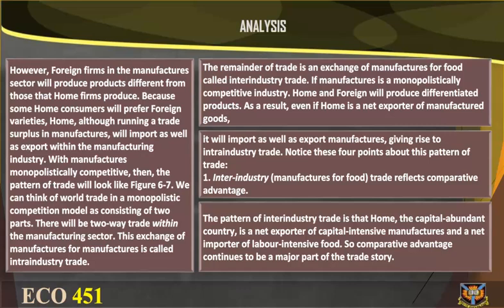Notice these 4 points about this pattern of trade. 1. Inter-industry manufactures-for-food trade reflects comparative advantage. The pattern of inter-industry trade is that home, the capital-abundant country, is a net exporter of capital-intensive manufactures and a net importer of labor-intensive food. So, comparative advantage continues to be a major part of the trade story.